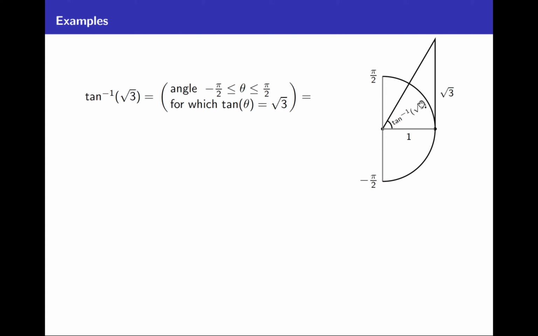So this looks like a 60-degree angle here. In other words, pi over 3 radians. So tangent inverse of square root of 3 is pi over 3. And we got that from looking at the picture.